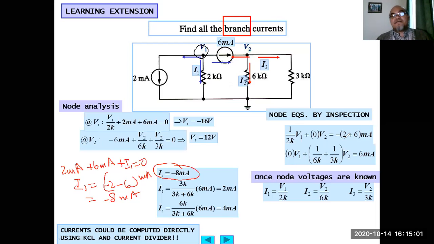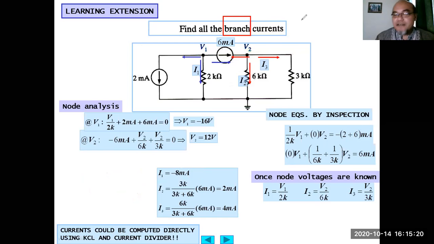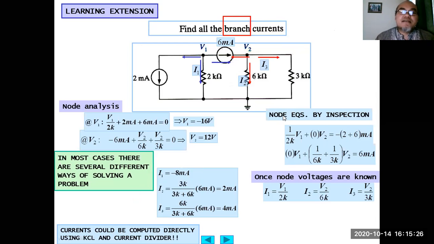So here, to solve a circuit, if the circuit is still simple like this, you can use Kirchhoff's current law and the current divider formula. But you can also use node analysis. When circuits become complex, of course, you will need to use node analysis, or later we will learn loop analysis. In most cases, there are several different ways of solving a problem, so you do not necessarily have to use this way. You can use the previous chapter's way, which is using Kirchhoff's current law and current divider.